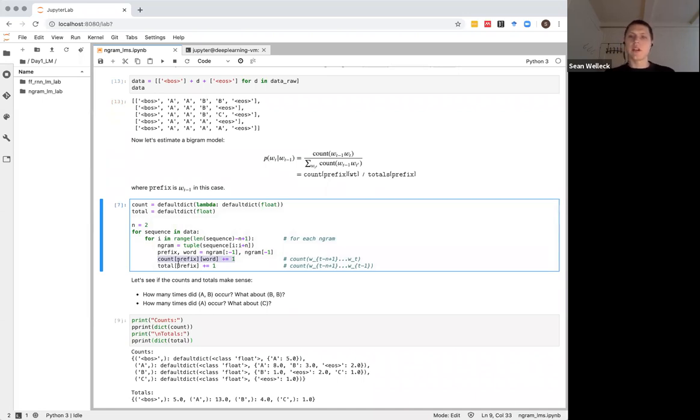Yeah, so this is counting these prefix word pairs, and you could read it as: given some prefix, what is the word that follows it, and you're counting those. So, for example, given this prefix, beginning of sentence, the word that follows it is going to be A, and so you're going to increment that count. And this is implemented as having a dictionary inside of another dictionary.